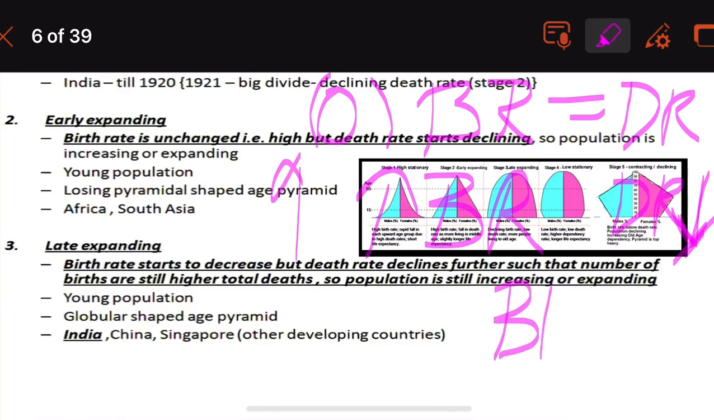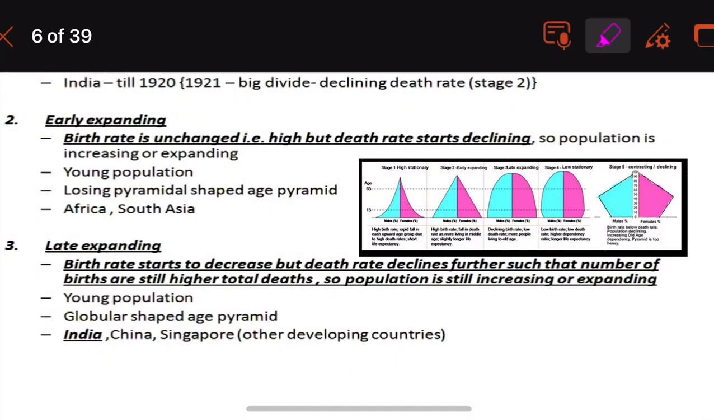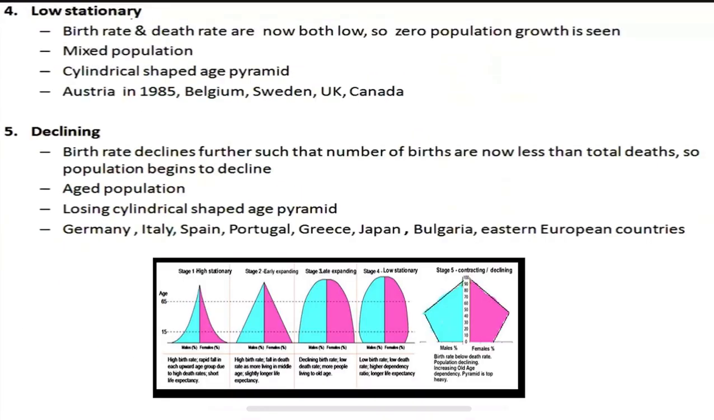In the third, birth rate started to decrease, but the decline in death rate was more than that of the birth rate. Birth rate was still higher compared to the death rate, even though declining. Now we move on to the low stationary phase, wherein both birth rate and death rate were low. Last, declining, birth rate was very low compared to the death rate. So we see a decline in the population. With this we end the transition, the demographic cycle.